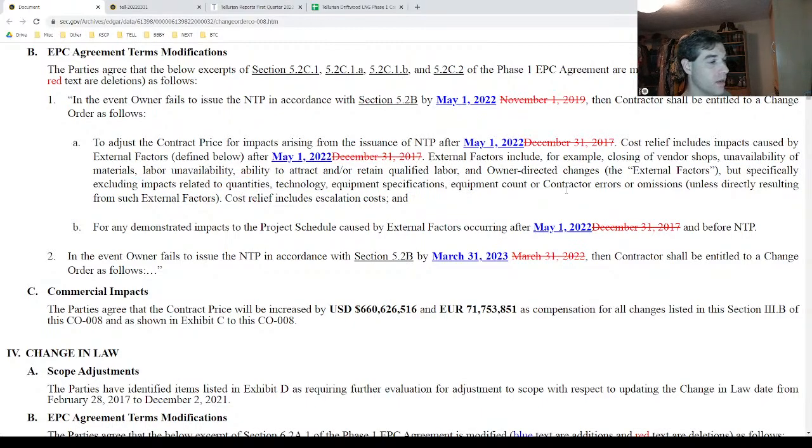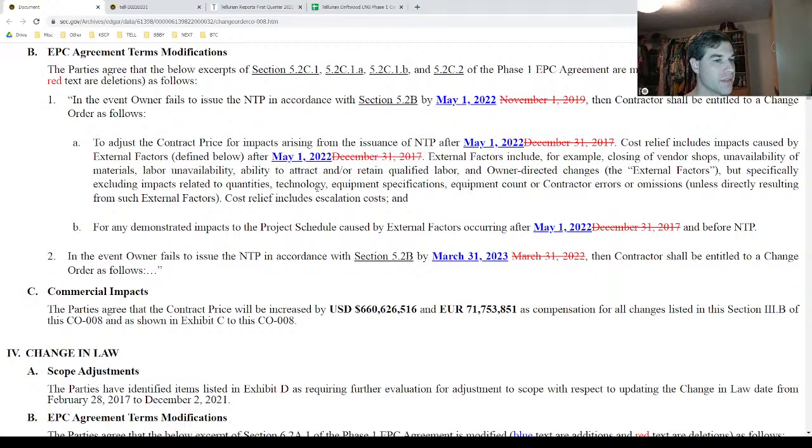What is unclear to me, and again, I'm not a lawyer or an expert, so it's just going to remain unclear, it's sort of an unknown to me, is when they say it excludes impacts related to equipment specifications, equipment count.